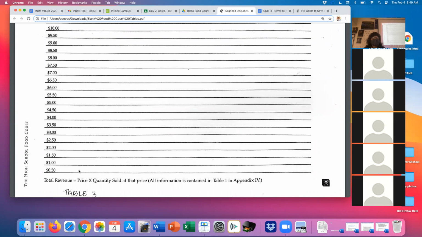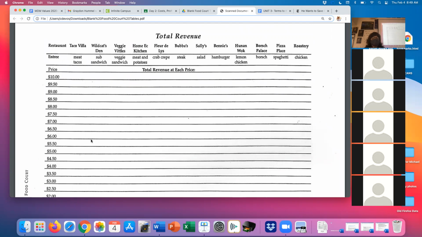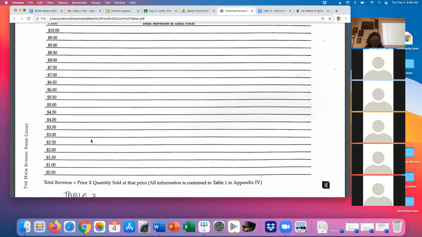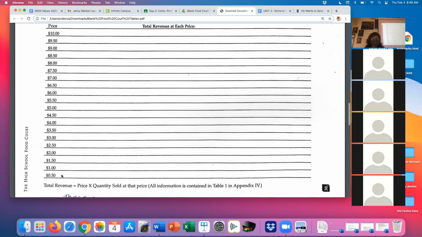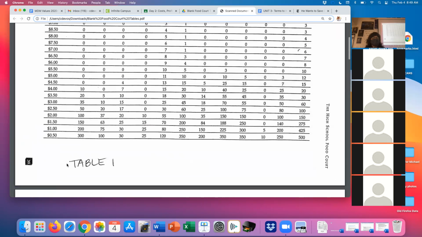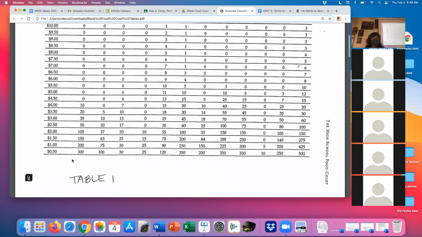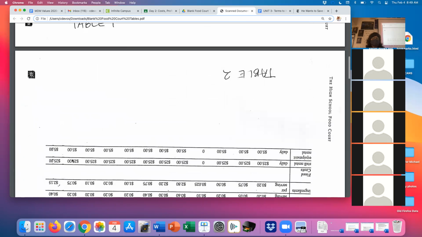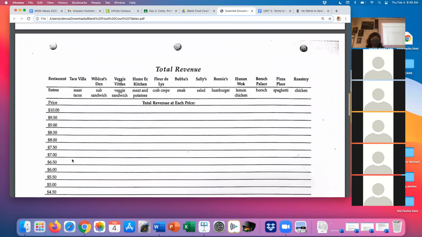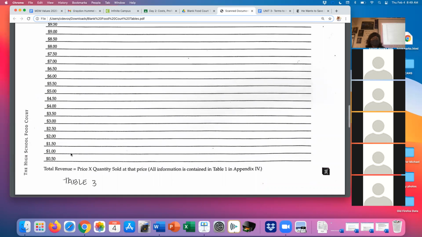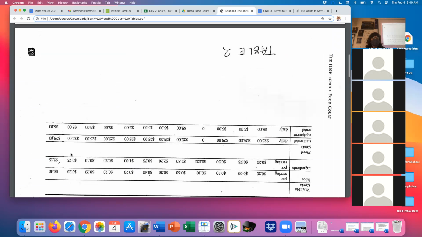Wait, what table is that? Table 3. The revenue is price times the quantity sold at that price. So remember, at my price of 50 cents, how many did they say they'd sell at the Taco Villa? 300 servings, let's say. So what am I making for money that day? $150. Kind of get it? So at $1 for Taco Villa, how much do I sell?